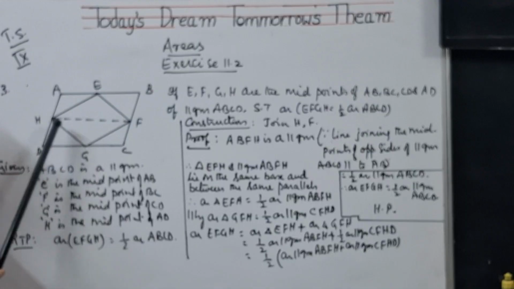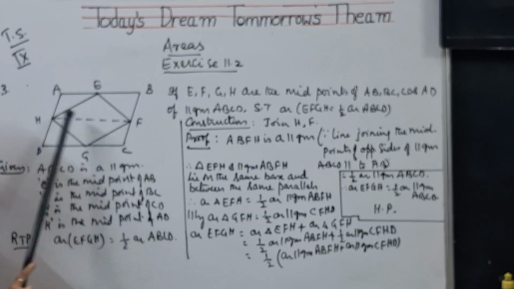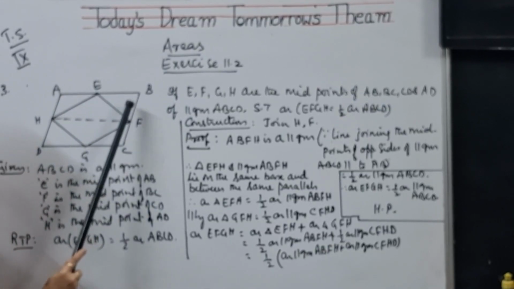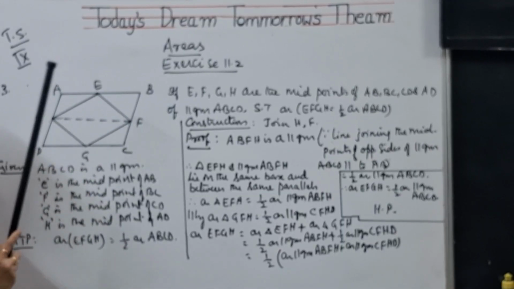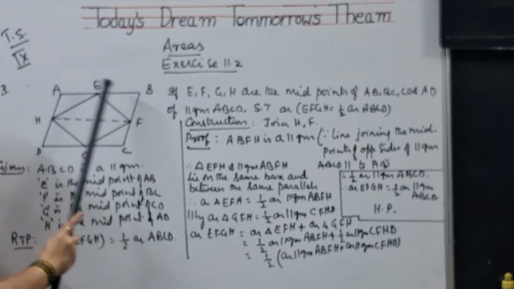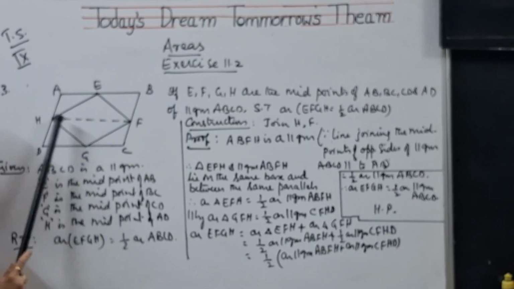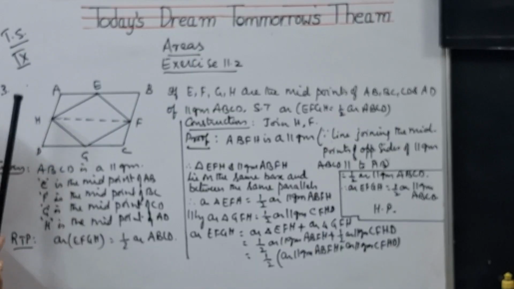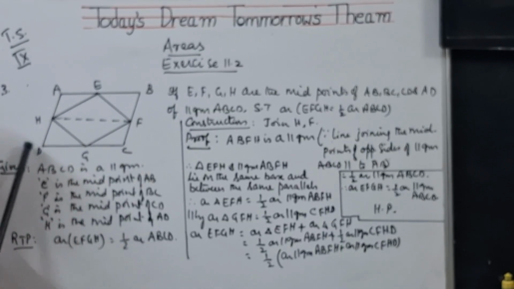So when it is a parallelogram, ABFH and triangle EFH are lying on the same base HF and in between the same parallels. So area of EFH triangle is equal to half area of parallelogram ABFH. It is a theorem which you have learned, children. So similarly, we can prove that area of triangle FGH is equal to half area of parallelogram CFHD.